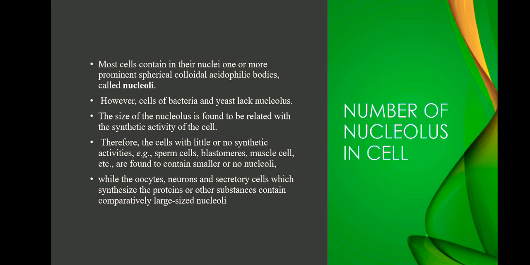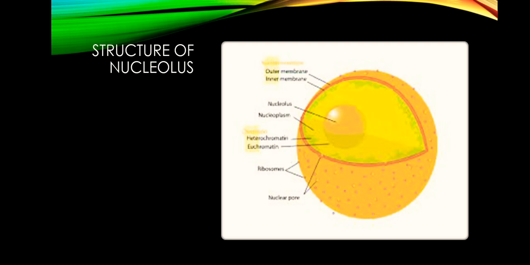Therefore, the cells with little or no synthetic activities, for example sperm cell, blastomere, muscle cell, are found to contain smaller or no nucleoli, while the oocytes, neurons, and secretory cells which synthesize the protein or other substances contain comparatively large size nucleoli. The number is related with the metabolic activity of the cell.